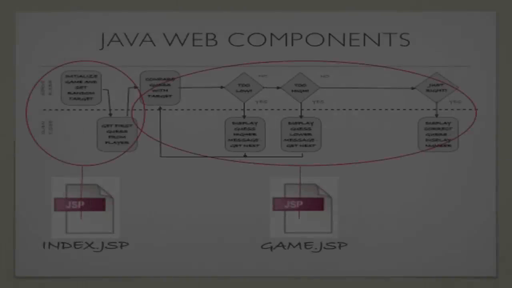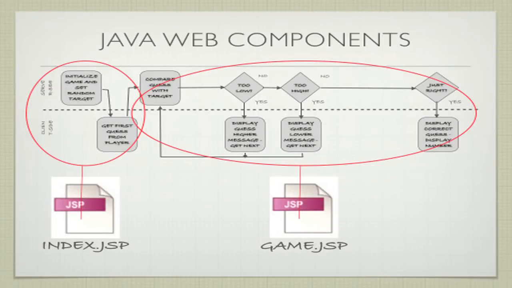So quick review, we're going to create our first example for the game with three basic components. Index.jsp, which will work along with our GameNumber class to initialize the game and set a random target, and then display the first form for the user to guess. The game.jsp, which will receive guesses anytime along the guessing stream, so to speak, and will evaluate the guess and then display the appropriate form.